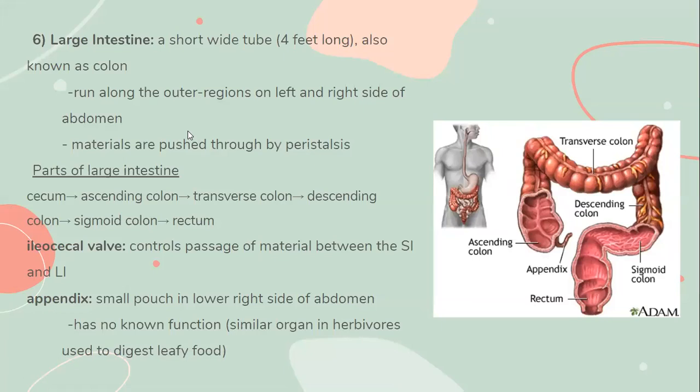It's a very small pouch in your lower right side of your abdomen, and it has no known function. I think it might have been important maybe hundreds or thousands of years ago, but today it has no known function. Evolution has really taken its course. There's actually a similar organ in herbivores, which are animals that eat only plants, and it's used to digest leafy food. So maybe we once did that too. It's attached to the ascending colon, and that's your appendix. It's very, very tiny. It looks like a little worm sticking out. And yeah, that's where it's attached.